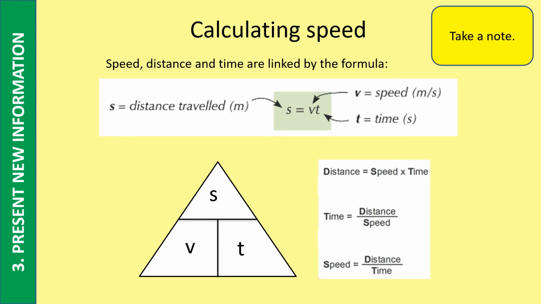There's a formula we can use to calculate speed. Speed equals the distance travelled divided by the time taken. Now there are a number of points you have to be careful with here. One, you're not given this equation, so you have to memorize it. Two, be careful of what the letters signify. In physics, S is the distance travelled, V is the speed, and T is the time.